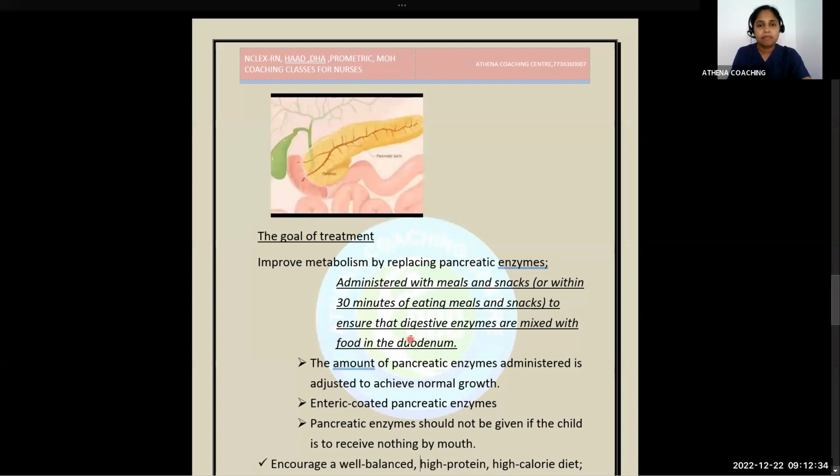Okay. Why is it important? To ensure the digestive enzymes are mixed with the food at the duodenum. Okay, so what are the pancreatic enzymes? That is amylase, lipase, all kinds of pancreatic enzymes, which are given based on the food we consume. Okay, why is it important? In the pathophysiology we have already discussed that the secretions, pancreatic juices, are not really moving into the duodenum as a result of exocrine obstruction. Clear?